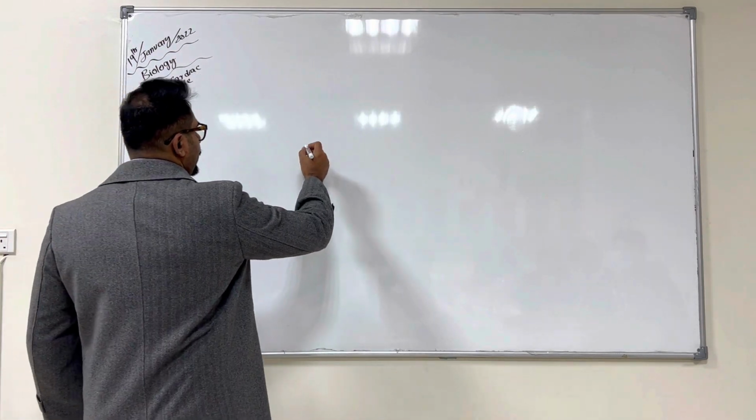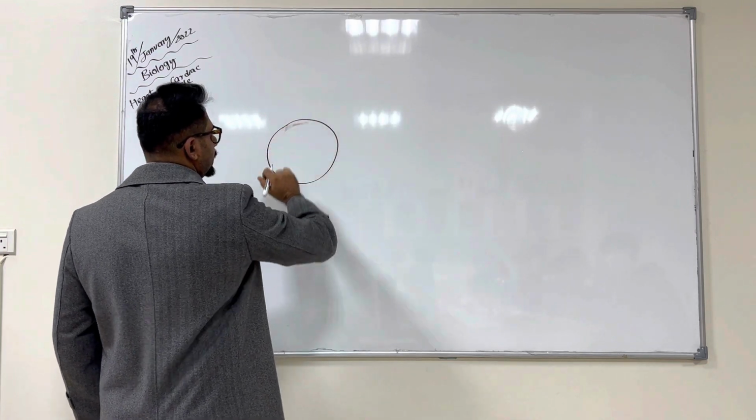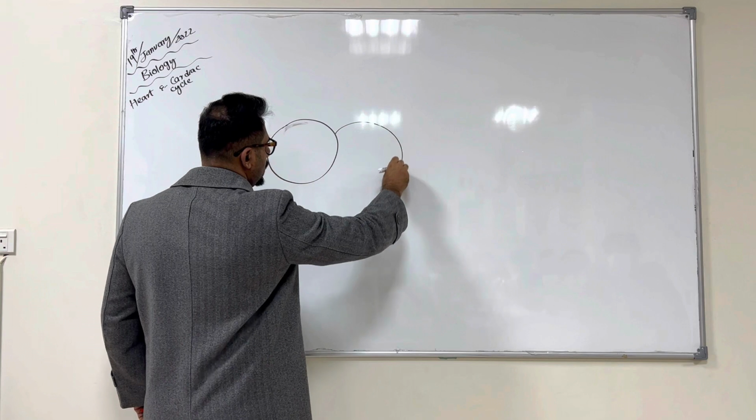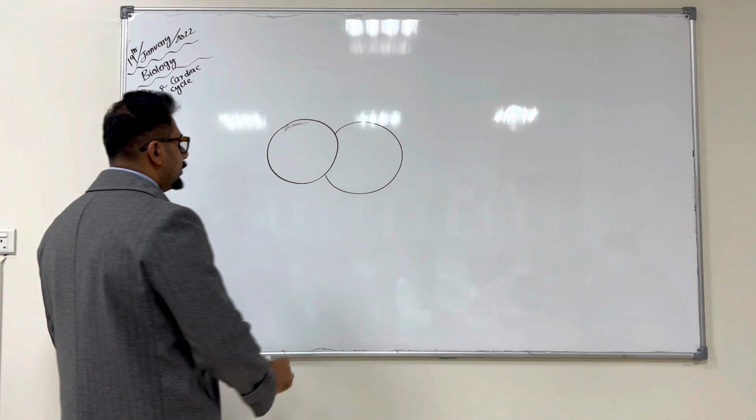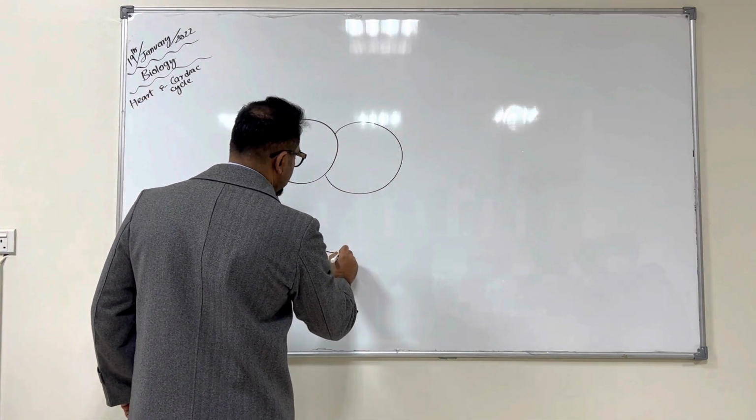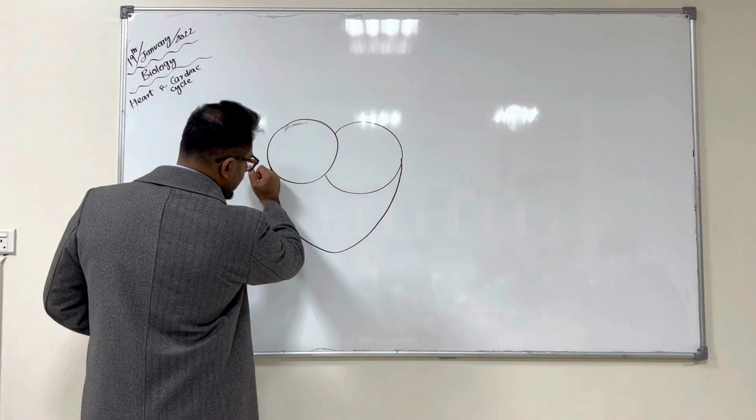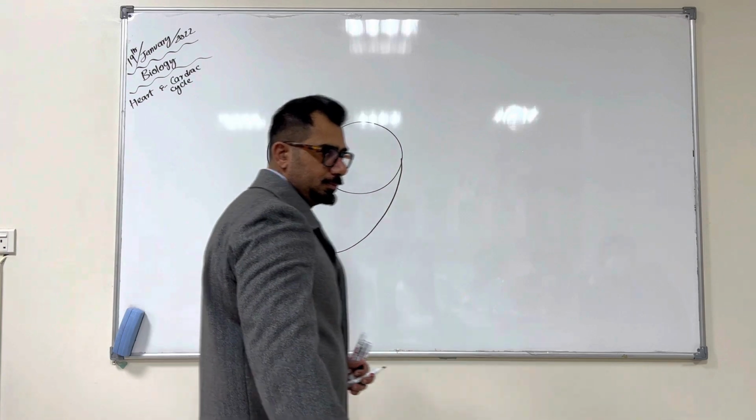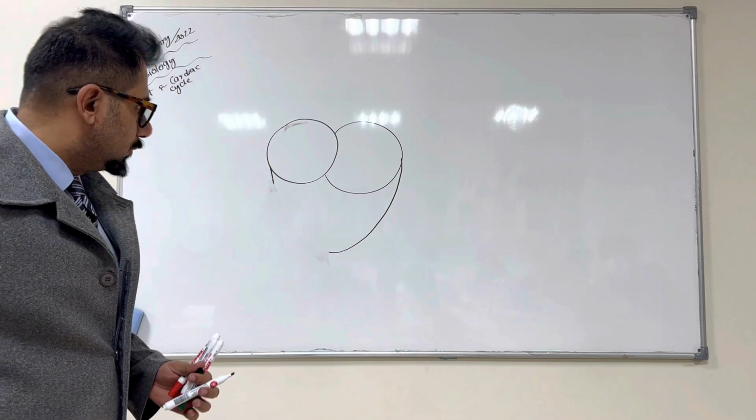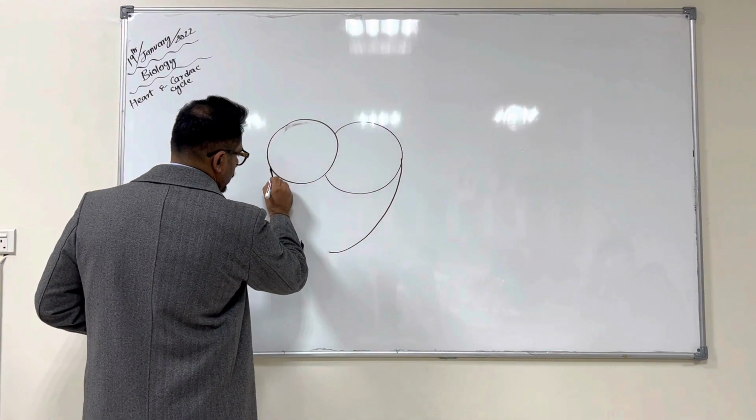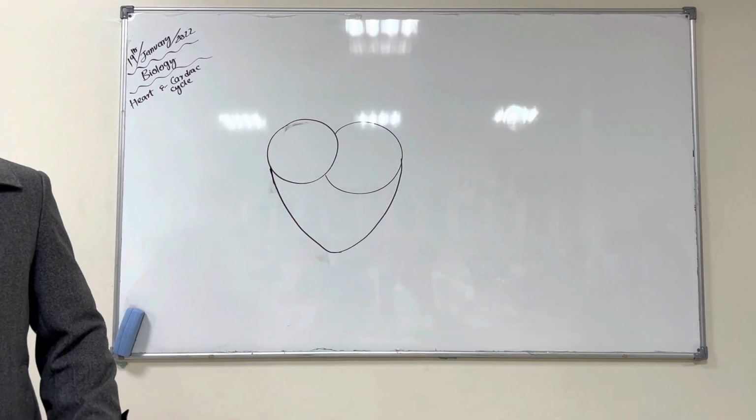Now, what do you do? First of all, you draw a circle, and then you draw a second circle. After that, what do you do? You draw a V, right? It has taken the shape of the heart. Right, boys? The next step, what do you do?